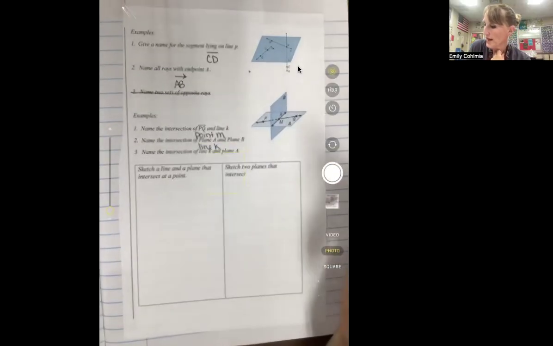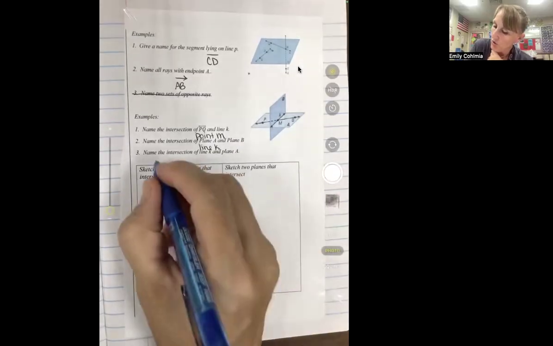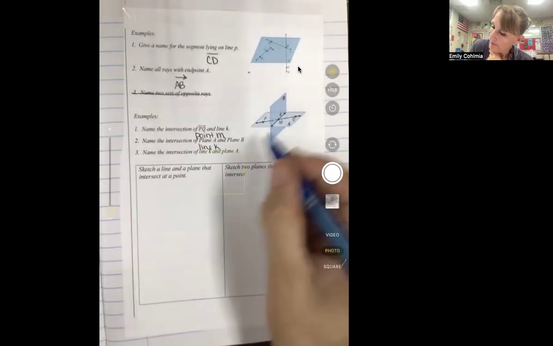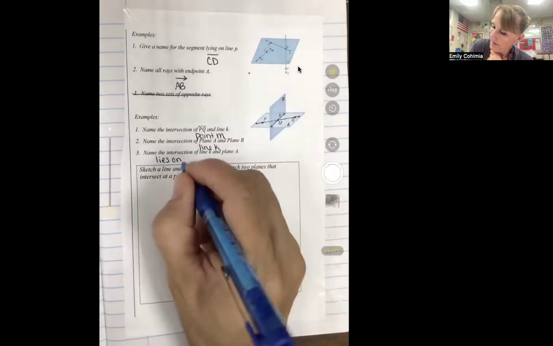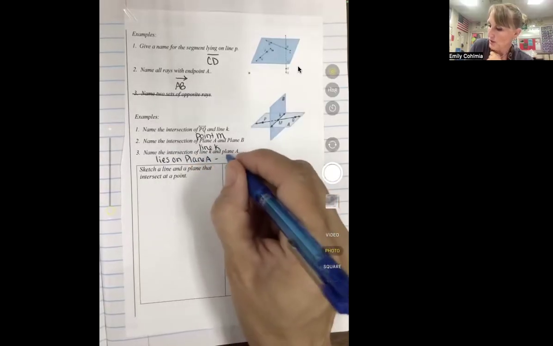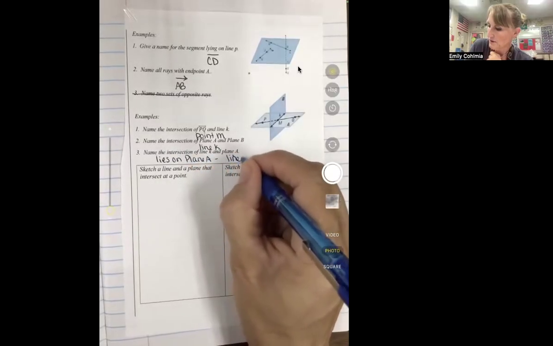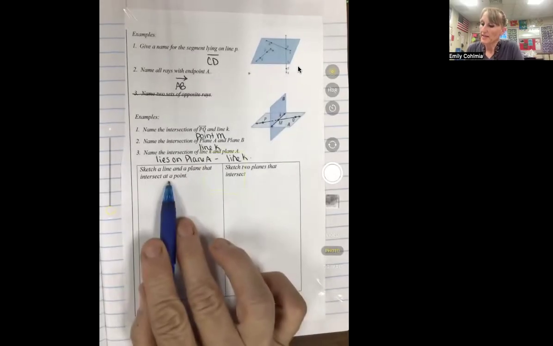Name the intersection of line K and plane A. Well, line K is on plane A, so there is no intersection point because it lies on it. It lies on plane A, so it intersects the whole thing, so line K is actually the intersection because it lies on it.